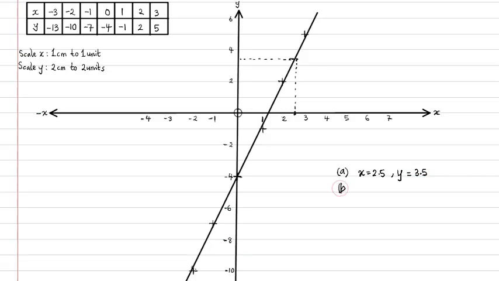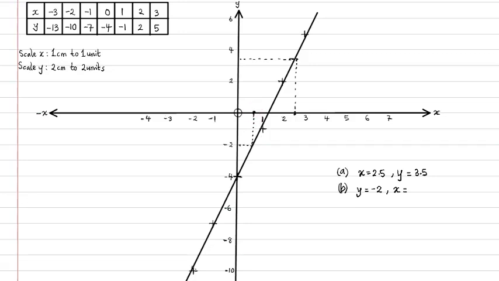So let's see the next question. The B part says, what's the value of x when y is minus 2? When y is minus 2, what's the value of x? So where is our y? This is our y, this is our minus 2. So we want to find the value of x when it is minus 2. So we're going to trace it to touch this line. Okay, this is where it touched. So from here, we're going to trace it up to reach our x-axis. So this is the point where it is on the x-axis.